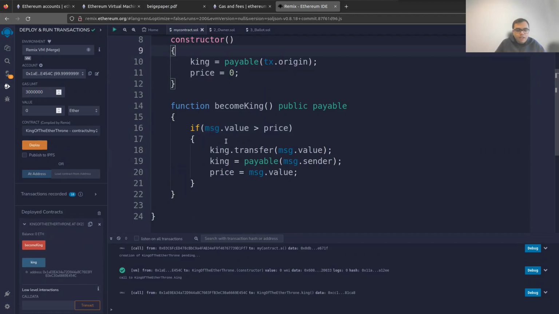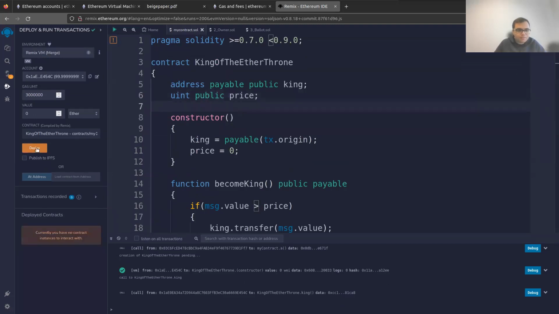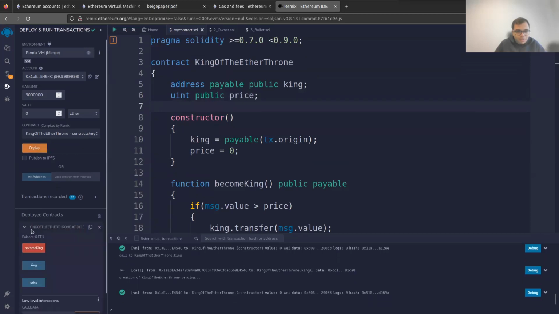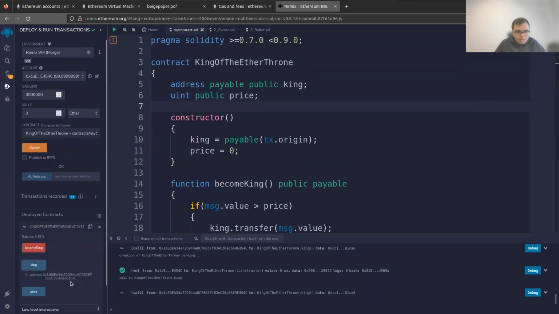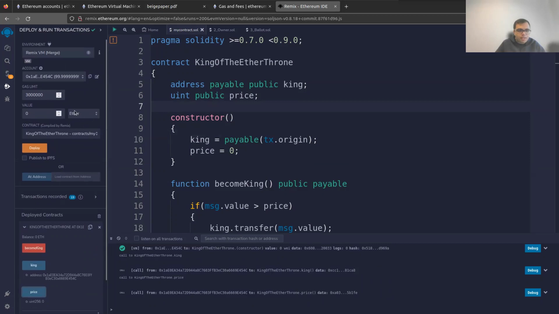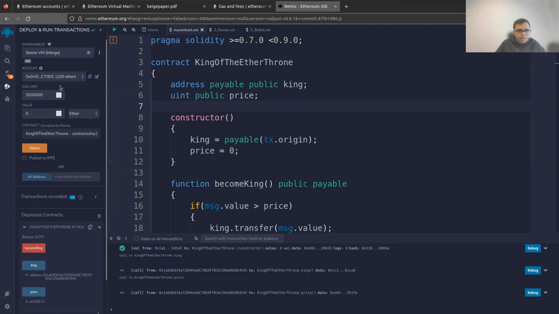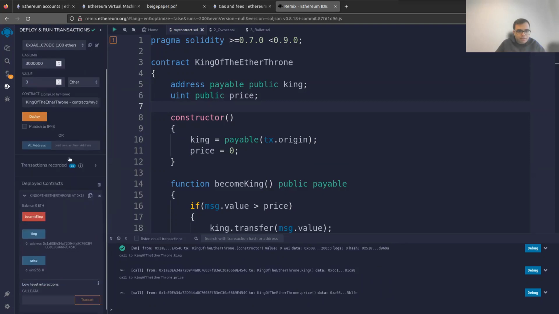And now let's say I want to call becomeKing. Oh, I forgot to make the price public. So let's do this again. Let's deploy it. Originally the king is the person who deployed it. The price is originally 0. And now I'm going to change accounts. Let's say the person with this account comes and they pay 2 Ether to become king.